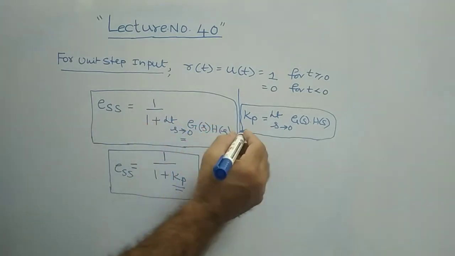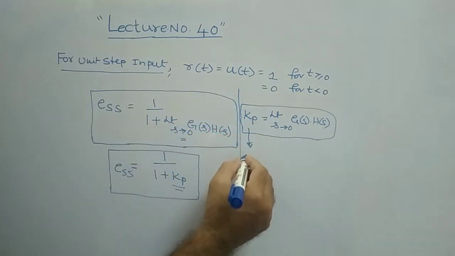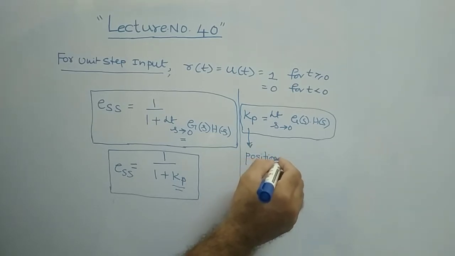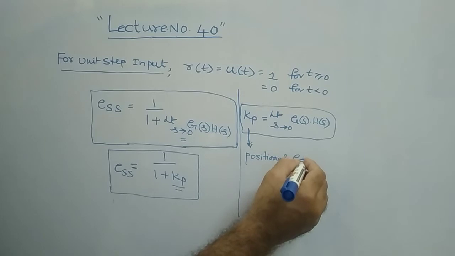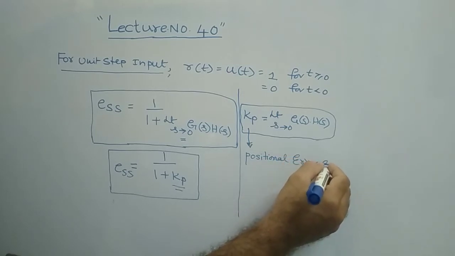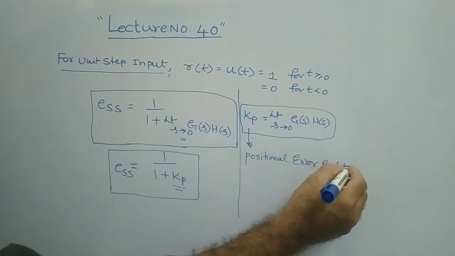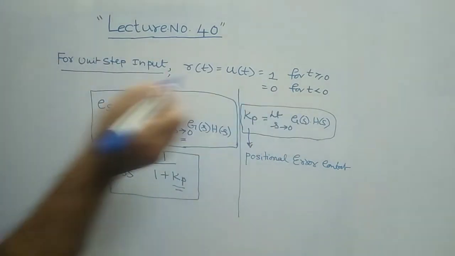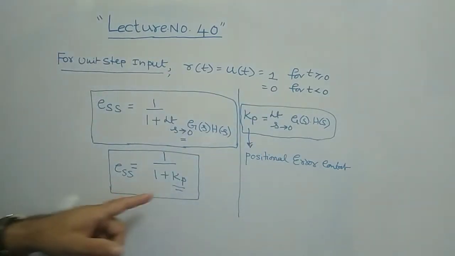Kp is nothing but the positional error constant. Positional error constant: limit s tends to 0, G(s) H(s). That is the value.